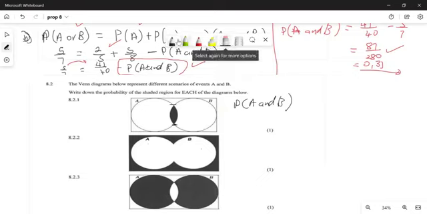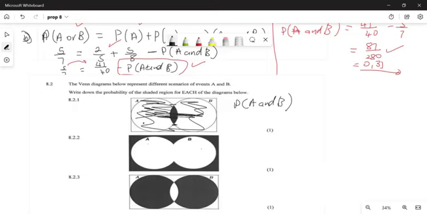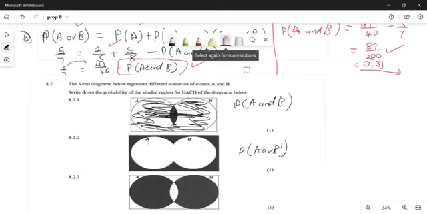This whole thing here represents the probability of A or B, excluding the outside part. Again, we still have the outside part. Can you see that? So what does the outside part represent? Not A, not B. So it represents the probability of neither A nor B. Does that make sense? Yes.